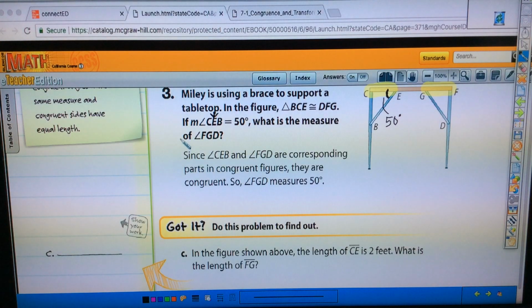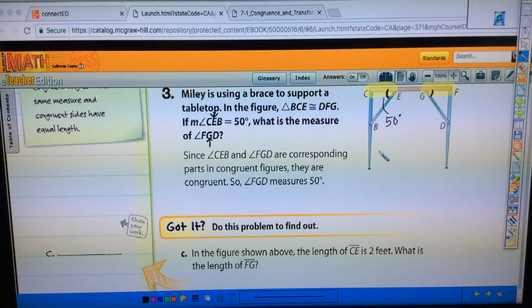What is the measure of angle FGD? Okay, so I'm starting with F, I'm going to G, and then FGD, right? Starting with F, going to G, and then landing on D. Again, that middle letter here, G, they're really referring to this angle.